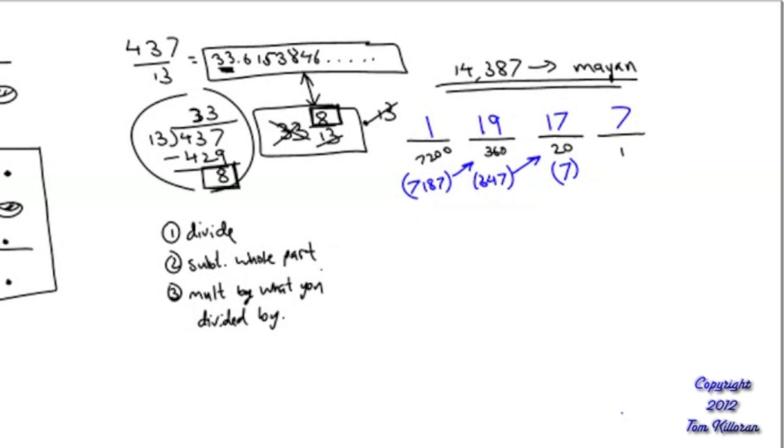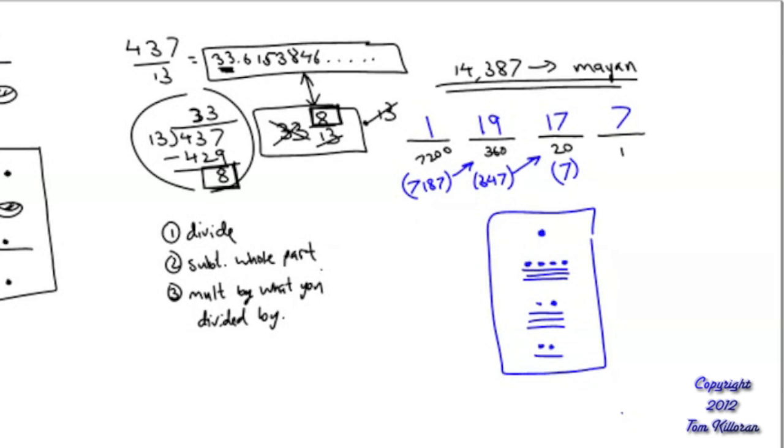So when I write this in Mayan, 1, 19, 4 bars. 17 is 3 bars, 2 dots. Subtract 20, and then finally 7. So this numeral is 14,387.